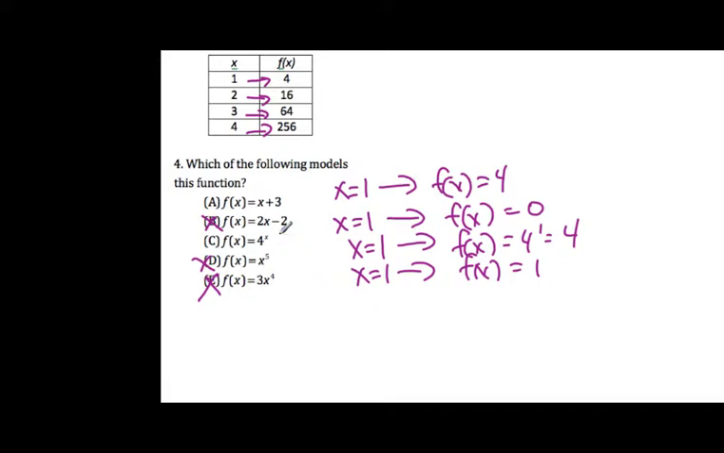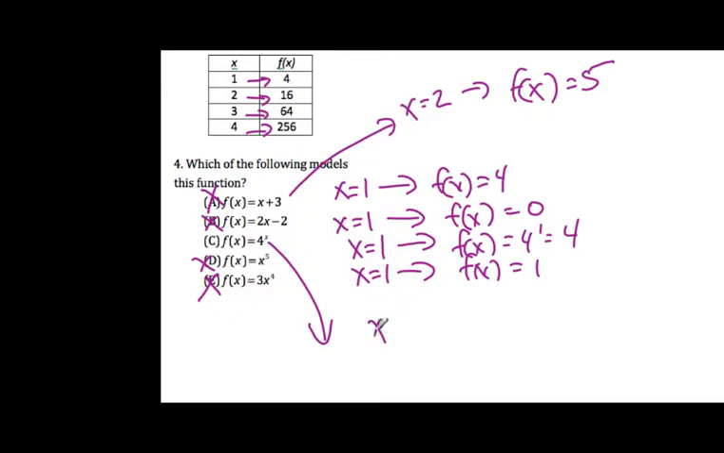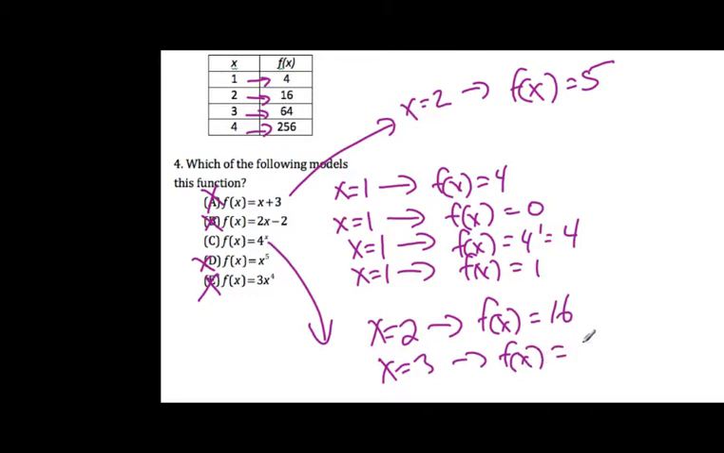So let's try when x is 2. Here we're going to get f of x equals 5. That's wrong. For this one, this is going to be our answer because when x is 2, we get f of x is 16, because 4 to the 2. When x is 3, f of x, 4 to the 3 is going to be 64. And then when x is 4, f of x is going to be 4 to the 4, which is going to be 256. So this is our answer.